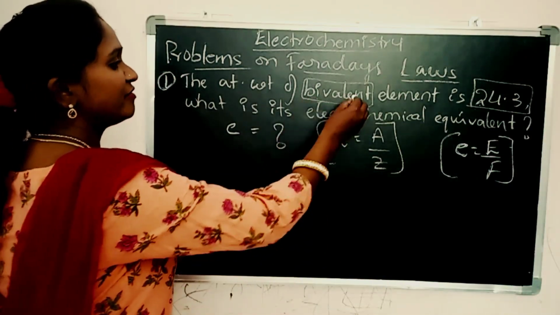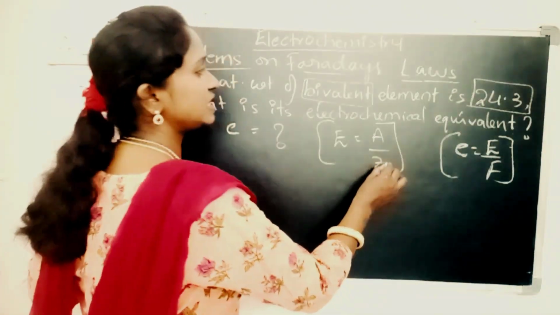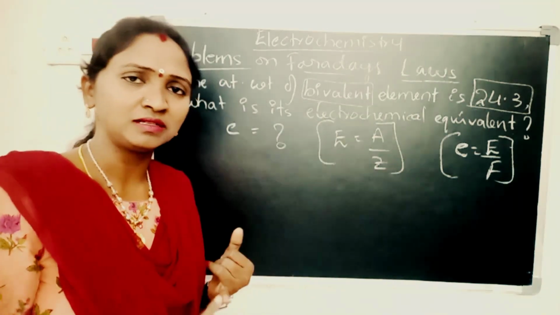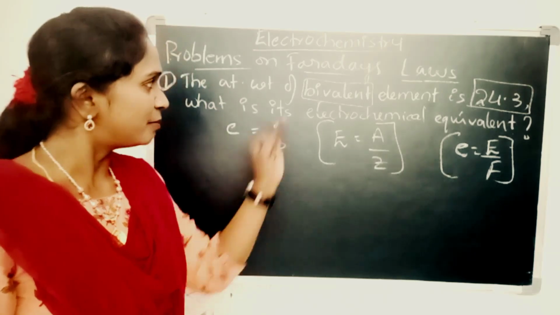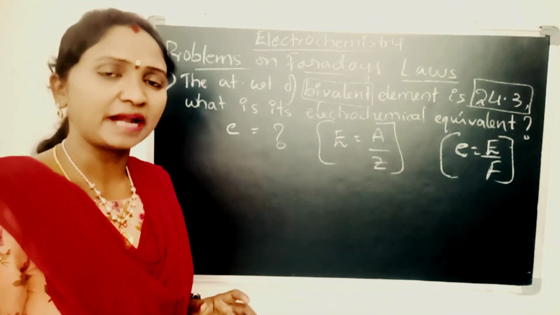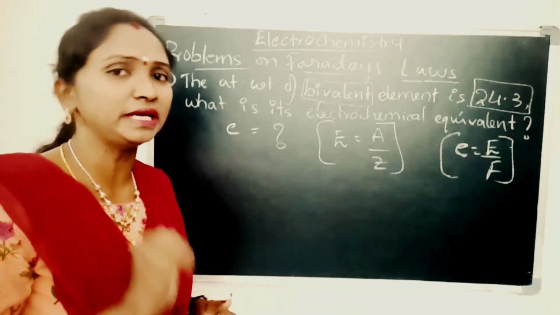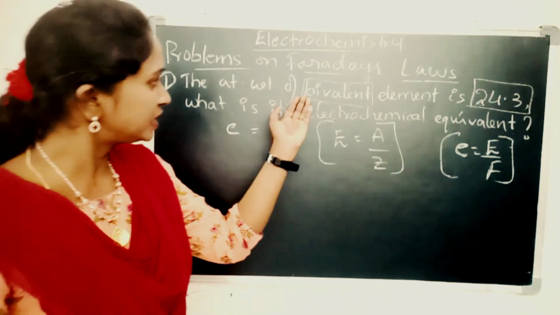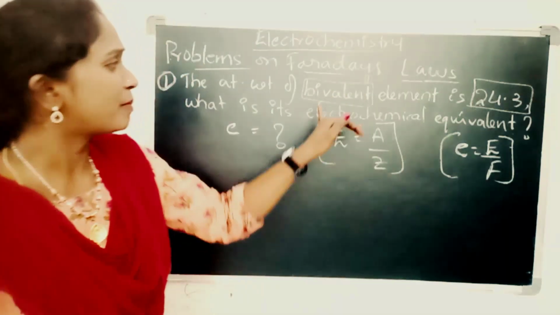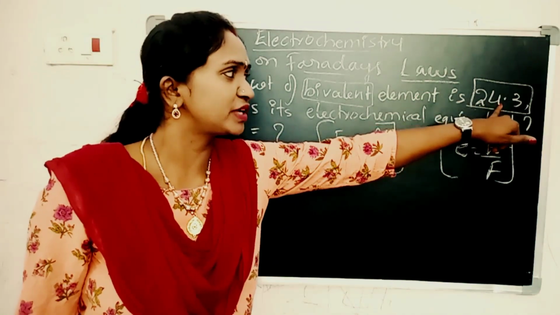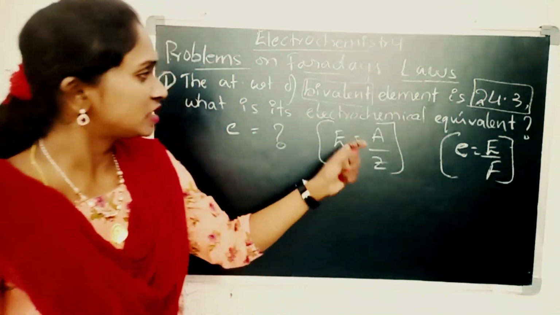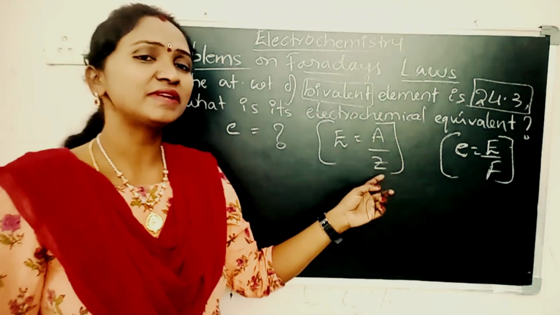Bivalent means valency is 2. Monovalent means valency equal to 1, bivalent means 2, trivalent means 3 and tetravalent means 4, etc. So 24.3 is the atomic weight of the bivalent element. So they have given the atomic weight as well as the valency.